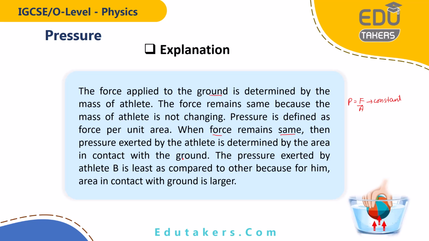The pressure exerted by the athlete is determined by the area in contact with the ground. When the force is constant, the pressure is basically dependent on the area. The area that is in contact with the ground basically determines the pressure exerted by the athlete. In this case, the pressure exerted by athlete B is least compared to the others. It means the cross-sectional area is larger, due to which the pressure would be small. So it's athlete B for which the pressure is small because the area for that is larger.